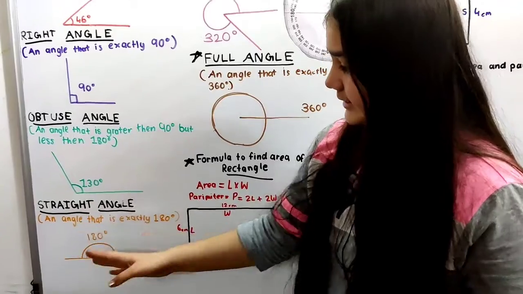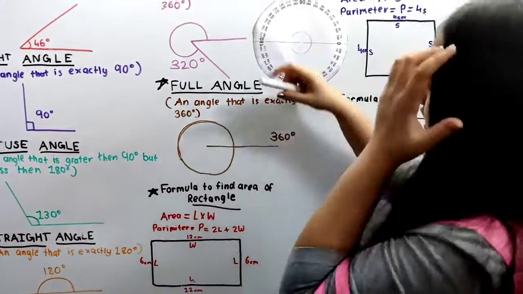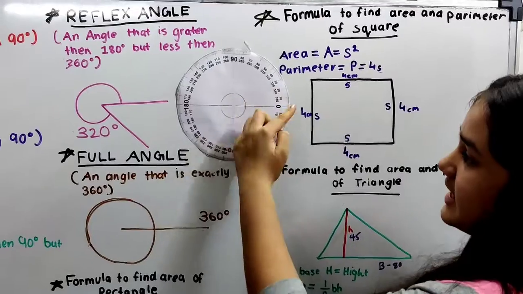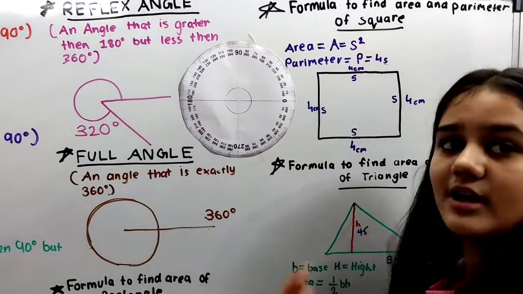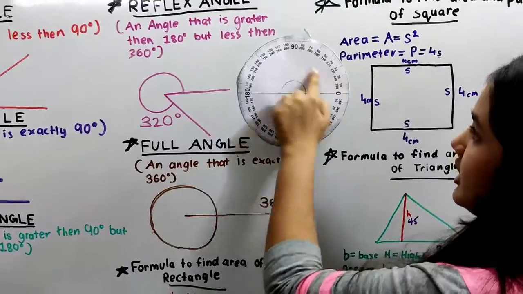Now I have taken the straight angle, an angle that is exactly 180. So here is 180, which is exactly 180, not more than 180 or less than 180. This is the 180 angle.